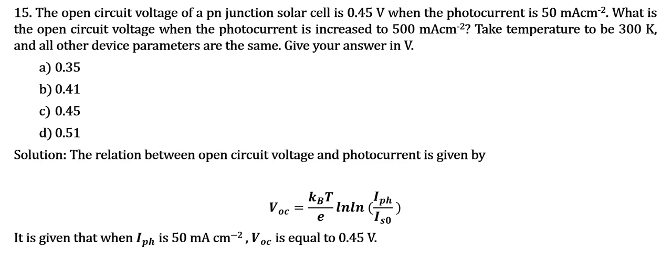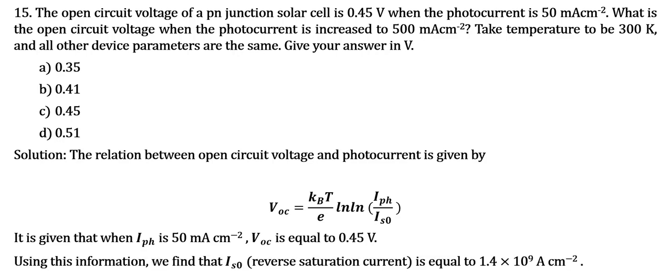and VOC is equal to 0.45 initially, and now we have to find out the ISO value, and 0.45 is the first case, right? Now you have to find out when it is increased to 500 milliamps per centimeter square. So initially VOC is equal to kT by e ln IPH by ISO. IPH is given as 50, and VOC is given, so you will get the ISO value. And this ISO value, you will have to substitute in the new one so as to get the new VOC value.